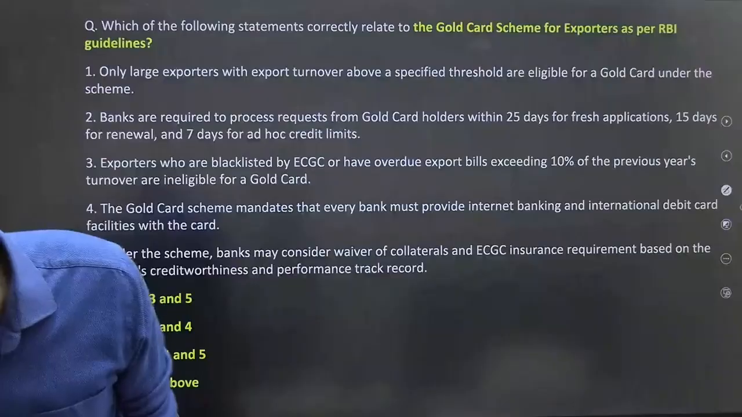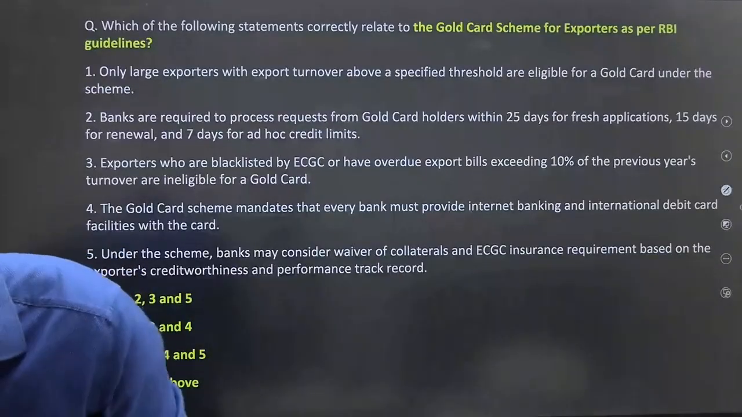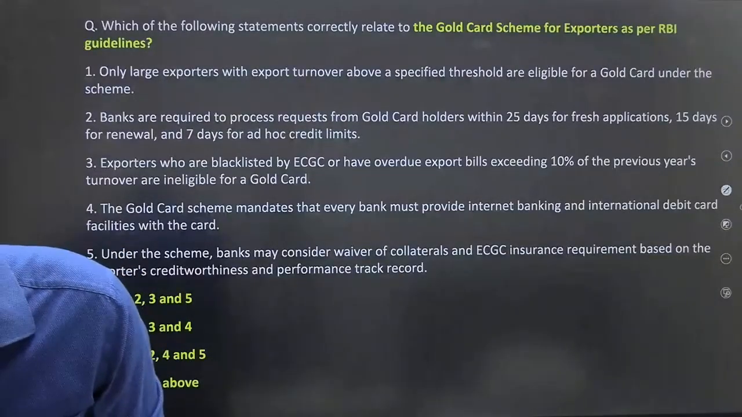As per the export policy, we can extend EPC or this to.